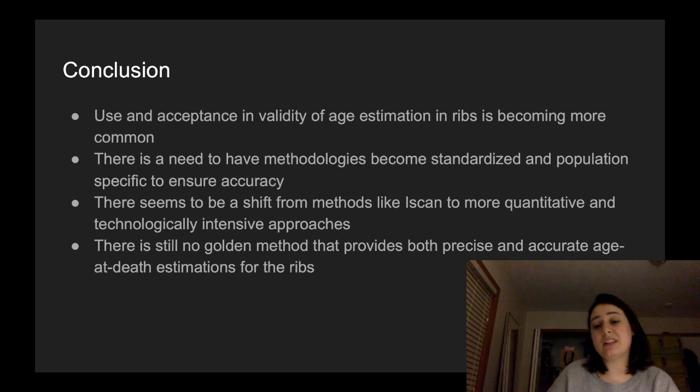And as you can see, there really is not a golden approach yet that provides both precise and accurate age at death estimations for ribs. But I think we can be sure that as time goes on, as technology advances, and as we become more standardized in our methodologies, that this could become something that we will get closer to.